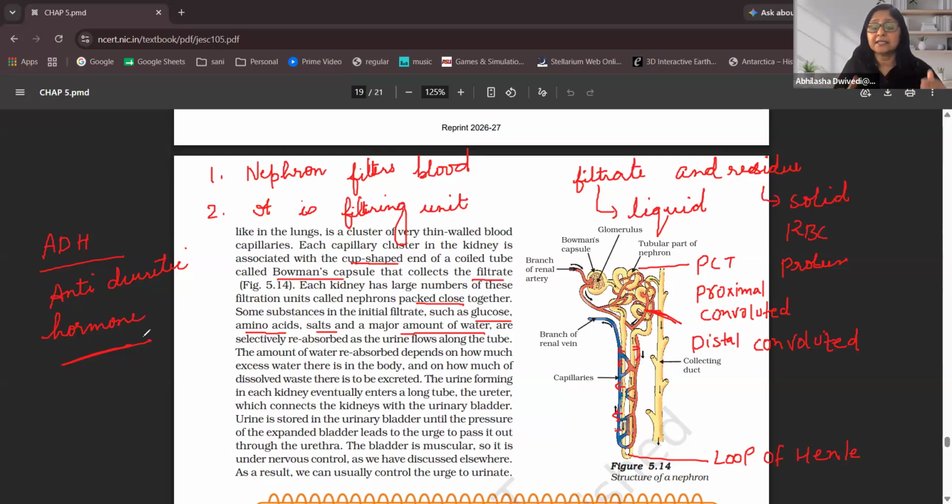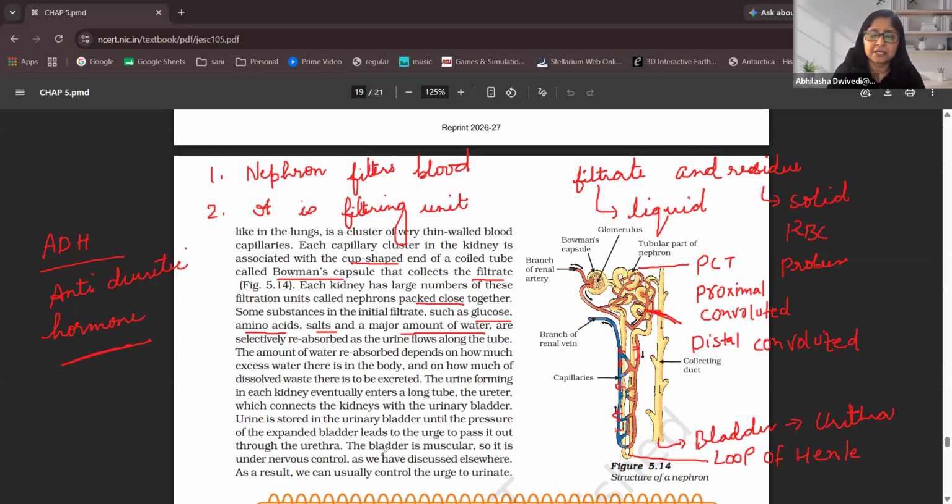Here it is decided, and after that, the rest of the things, which is basically just the urea and the water, will go into the collecting duct. After the distal convoluted tubule, it will go into the collecting duct. And from here, it goes to the bladder, and from the bladder to the urethra, and then it is excreted out.